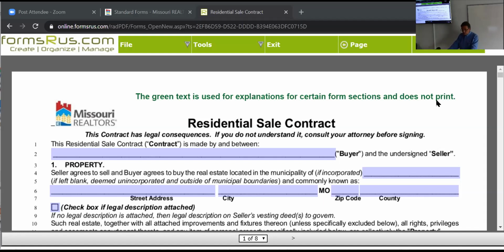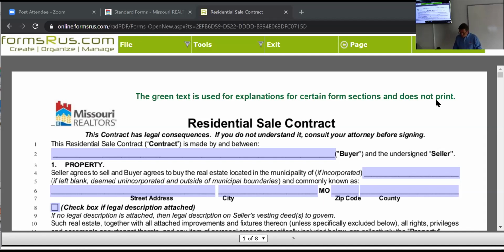If you look at the very first line of this contract, the contract has legal consequences. We're really talking primarily to the parties to the contract. And it says clearly, if you don't understand it, to consult your attorney. Part of our job as agents then is to make sure that the clients understand the contract. You're not an attorney, so don't get into attorney descriptions when you're doing this, but you should be able to break down each section of the contract and explain the general purposes.